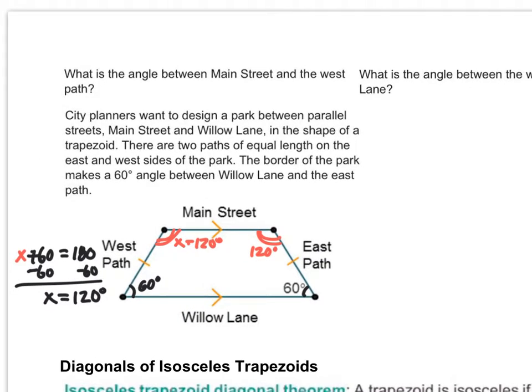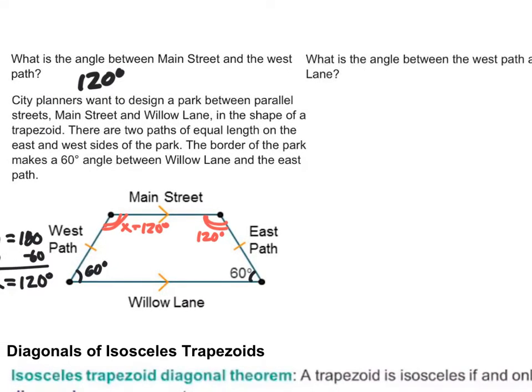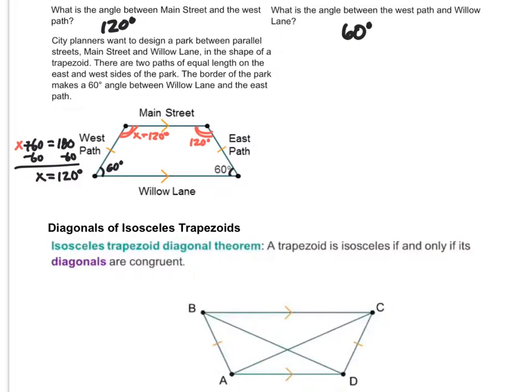So then it says, we can answer the question. What is the angle between Main Street and the west path? We already did that. We know it's 120 degrees. And then it says, what is the angle between the west path and Willow Lane? Here's the west path and here's Willow Lane. We know that that's going to be 60 degrees. So not too terrible, just being able to solve these types of problems and knowing what these are.